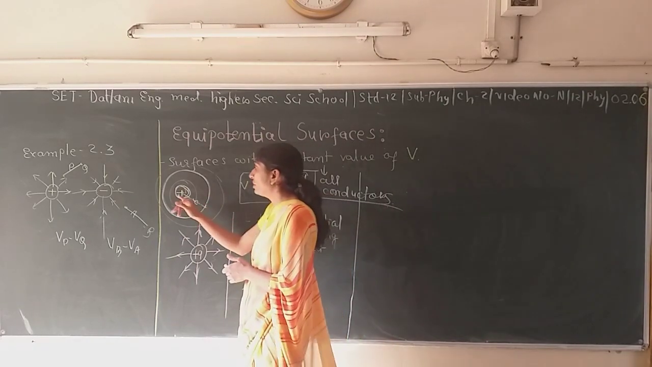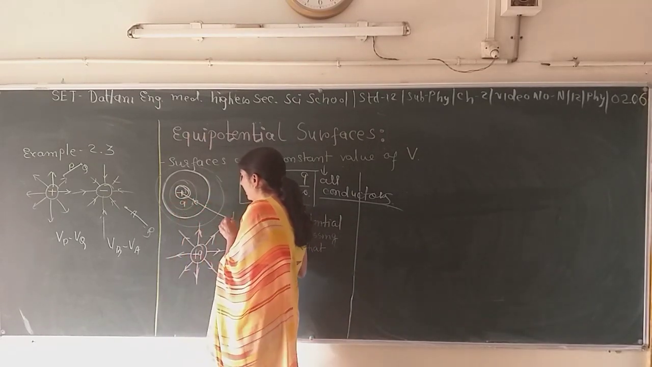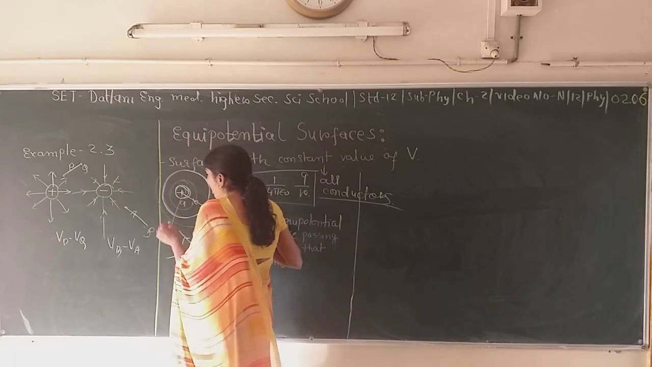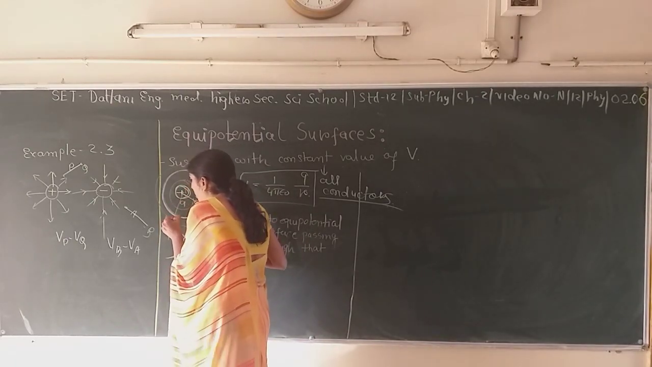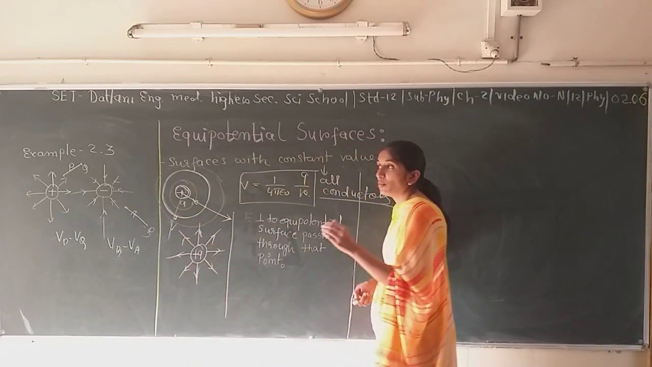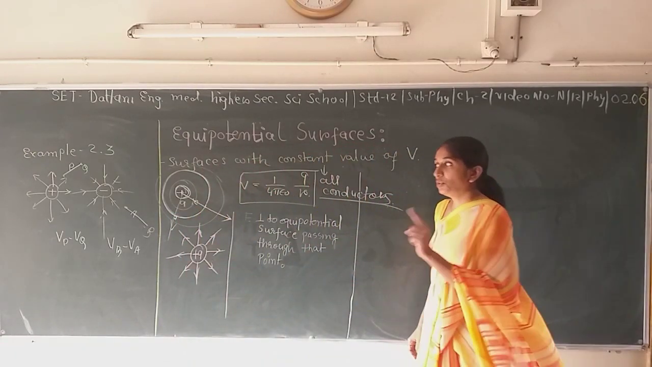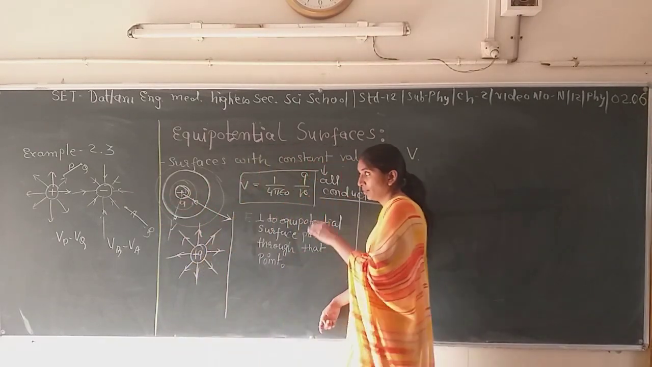In this also we are saying that the direction of electric field on this entire shell is going to be normal to the surface itself. For equipotential surfaces, electric field direction is always normal to the surface.